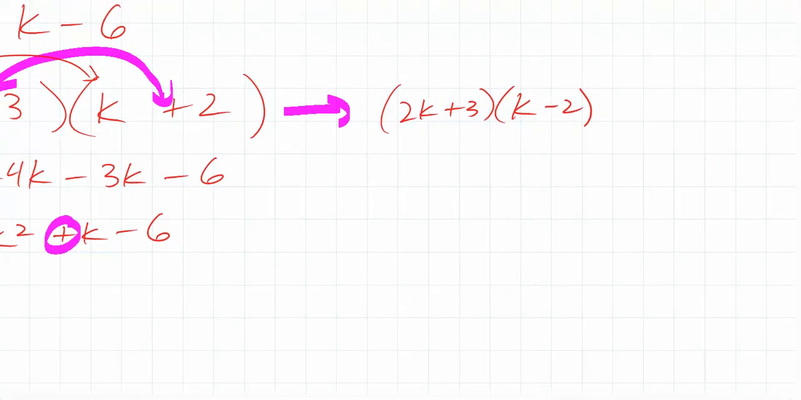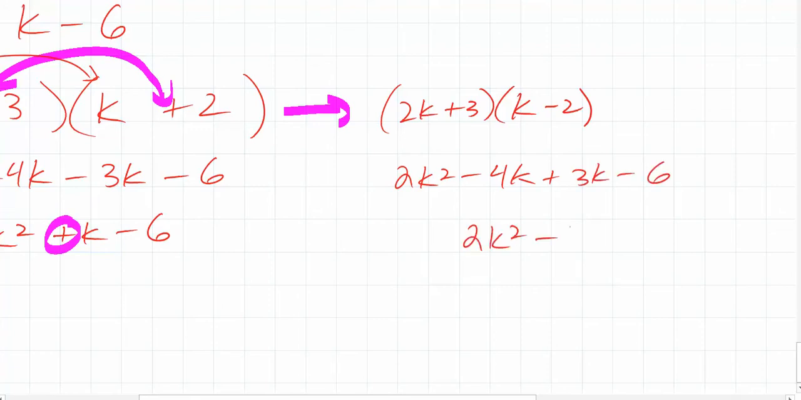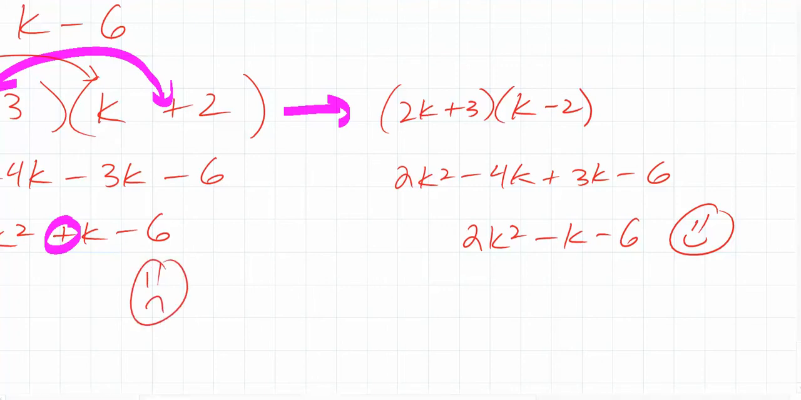Still, what should we do just to be sure? Test it. You get 2k squared minus 4k plus 3k minus 6. Does this come out to be what we want? Yay, smiley face.